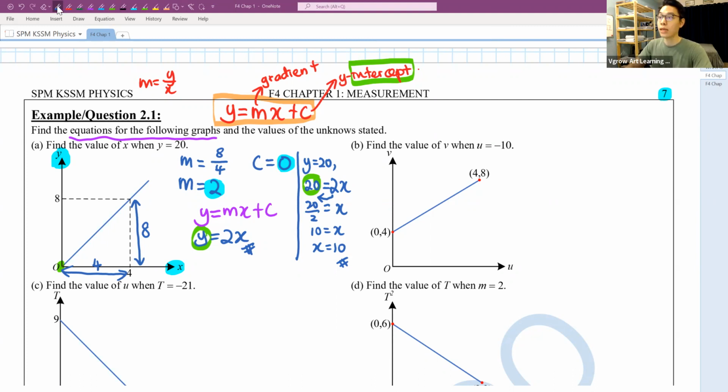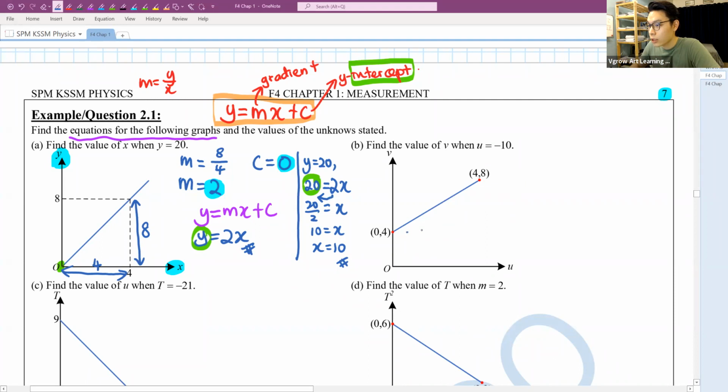Okay, in part B, we are going to do the same thing. Question also asked me to go and find what? Find the equation of the straight line first. Okay, equation of the straight line. Any straight line can always use y equals mx plus c. Okay, we will start with the gradient first.